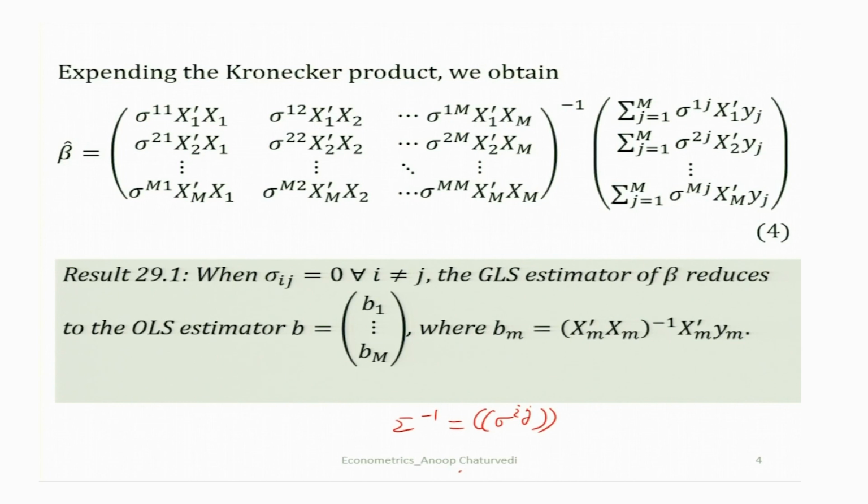Now, from this expression you observe that when sigma ij is equal to 0 for all i not equal to j, then the GLS estimator of beta reduces to the OLS estimator b equal to b1, b2, ..., bm, where small bm is equal to (Xm transpose Xm) inverse Xm transpose ym. So, you have obtained this bm by applying OLS to the mth equation. The mth equation is ym equal to Xm beta m plus um. So, you have applied OLS to the mth equation and then you get this estimator.